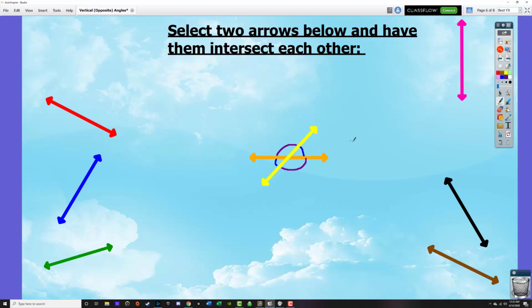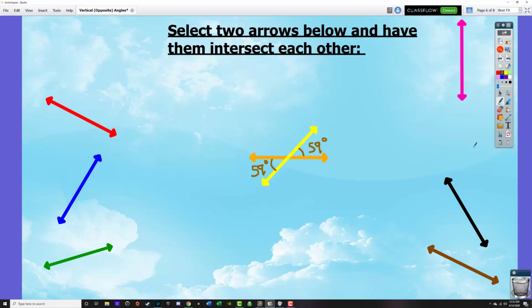I know the drawings don't really look like it, but you can tell by looking at the two arrows themselves. If I tell you that this angle right here is equal to, let's say, 59 degrees, that gives you the exact measurement of its vertical or opposite angle right here.